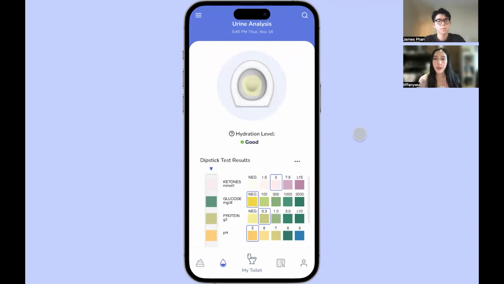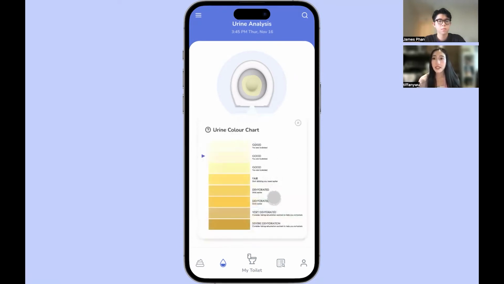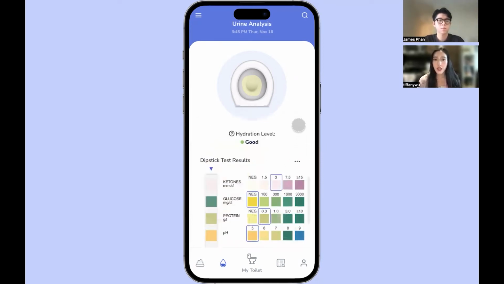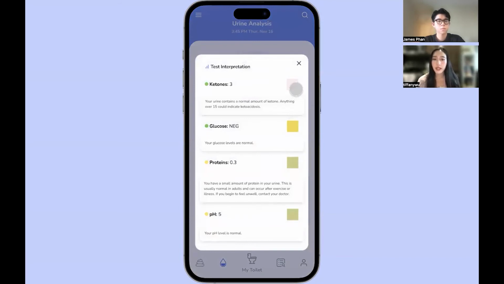Now, the urine analysis page covers 2 main features: urine color and the dipstick test. As you can see here, the color will be displayed in this image along with the hydration level. Users are able to click to view more about their urine color and see on a chart what hydration level they're at. At the bottom of this page, we have the test results that display biometrics of ketones, glucose, proteins, and their pH level. Users can also click to learn more about their test results and see if there are any abnormalities. And our algorithm will let users know what their results mean and provide meaningful suggestions.